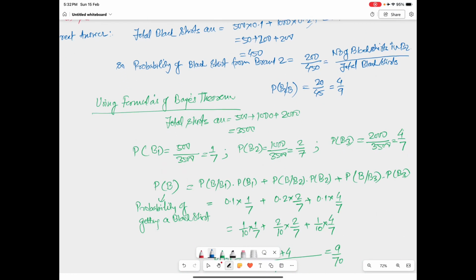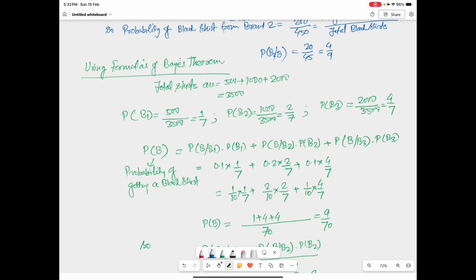However, by using Bayes theorem, I get the total number of shirts 3500, which we know. So the probability of getting a shirt in brand 1 is 1 by 7, in brand 2 is 2 by 7 and in brand 3 is 4 by 7. Now the probability of getting a black shirt is 0.1 from brand 1, 0.2 from brand 2, and 0.4 from brand 3. And the probabilities of selecting a shirt from the different brands are 1 by 7, 2 by 7 and 4 by 7.